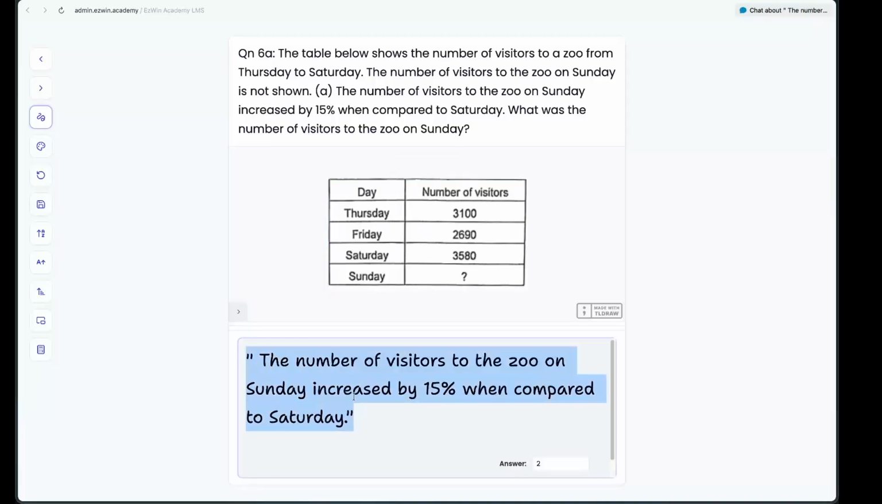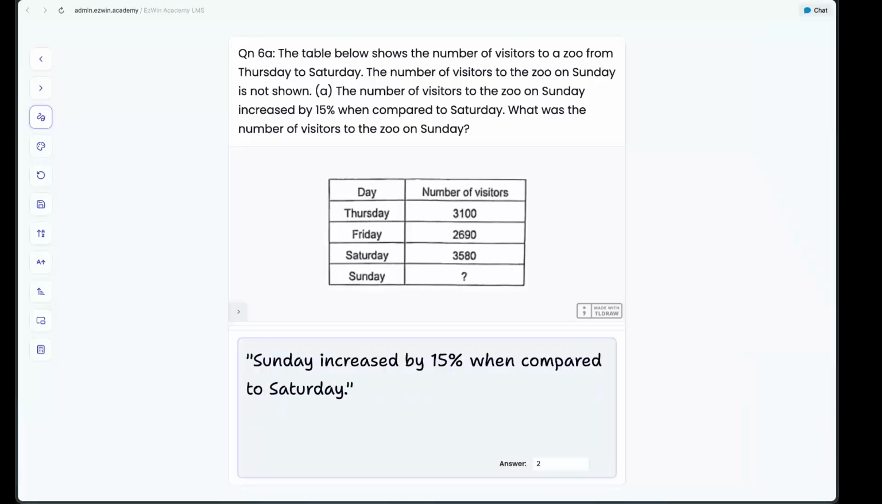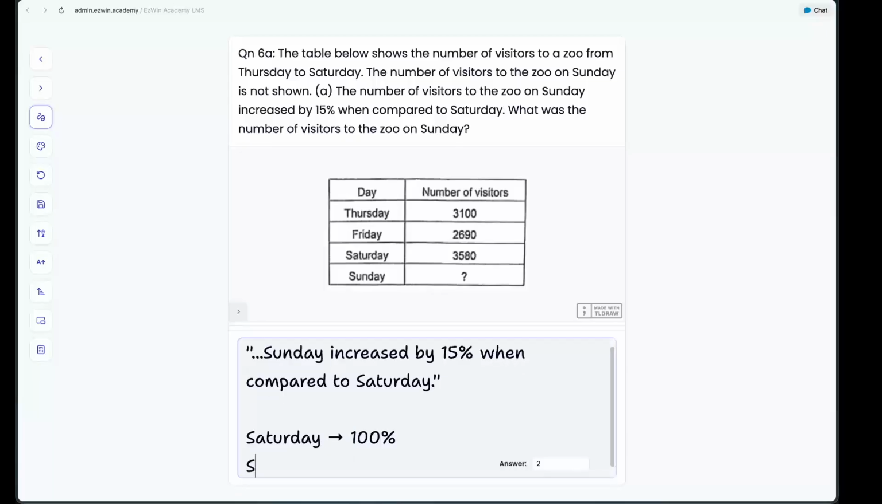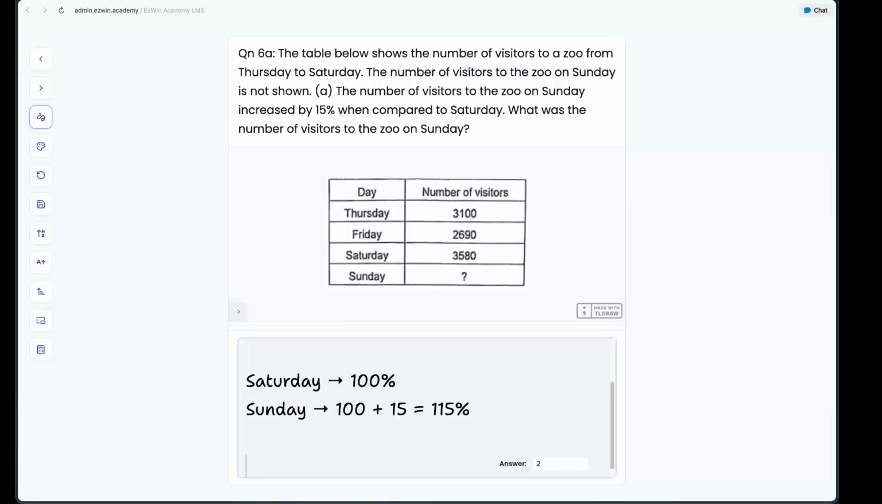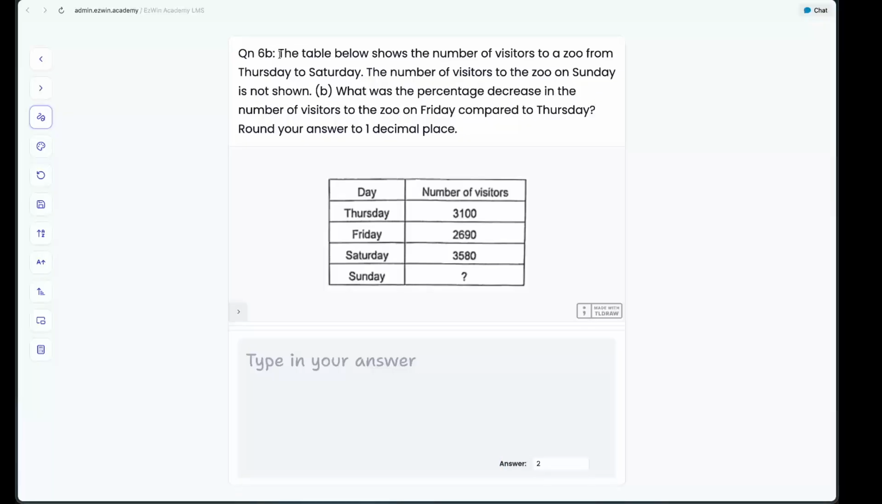When this statement says Sunday increased by 15% when compared to Saturday, that means Saturday is 100%, and then Sunday is 100 plus 15, which is 115%. What is Saturday? Saturday is 3,580. So Sunday is basically 3,580 times 115%, and this will give us 4,117.